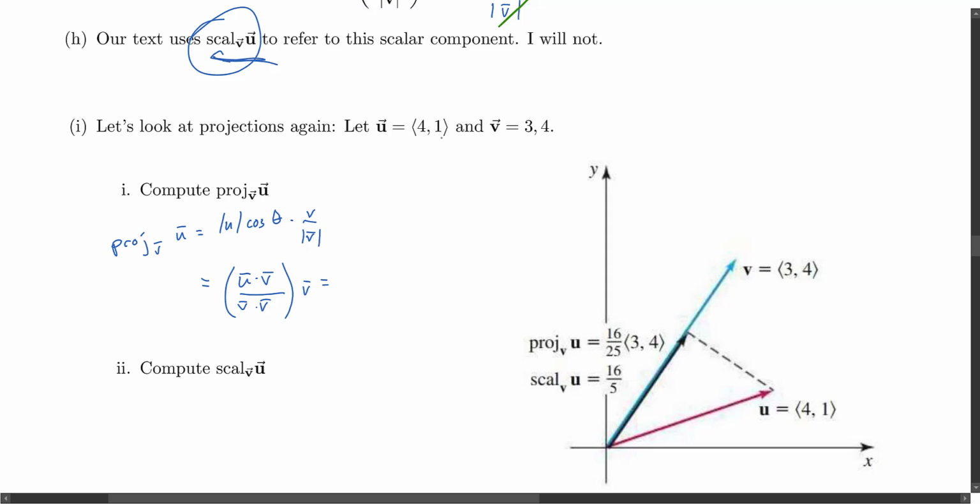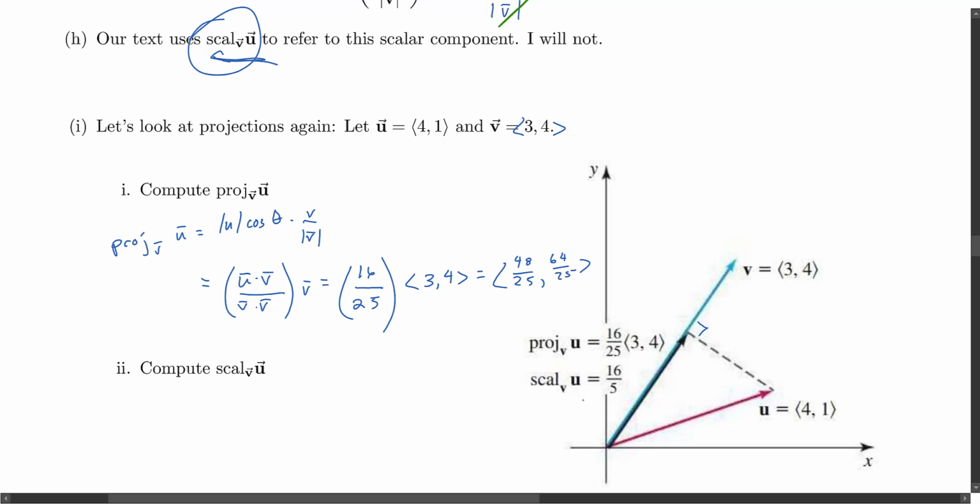And I'm just going to do each of these in their place. Looks like we're missing the angles on there. So if we did u dot v, the dot product is, let's see here, 12 plus 4, that comes out to be 16. And if we took v dot v, remember that would be 9 plus 16, which is 25. And so we end up with 16/25 times our original vector v, which is 3, 4. And you could leave it like that, or you could go ahead and write it as 48 over 25, 64 over 25, either way.